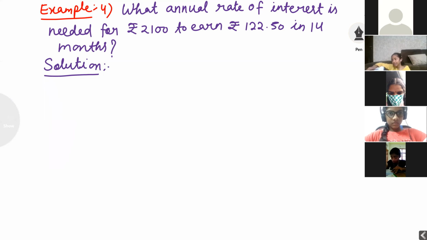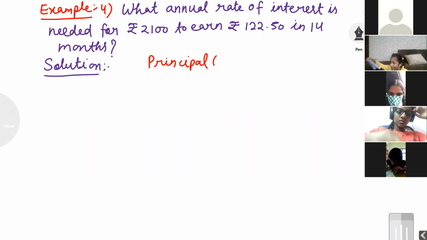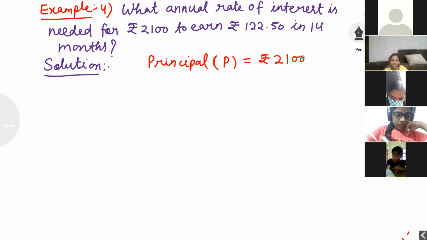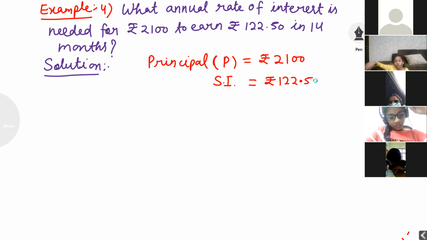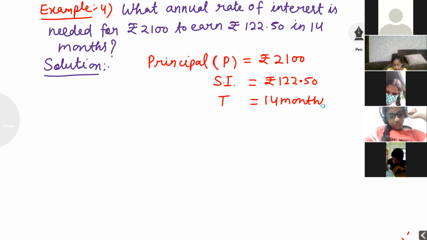Principal P is equal to 2,100. SI, simple interest, is equal to 122.50. Time T is equal to 14 months. In previous class, I explained to you very clearly, students, time I always want to write in years and rate will be written in percentage.